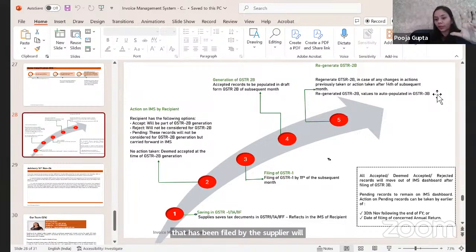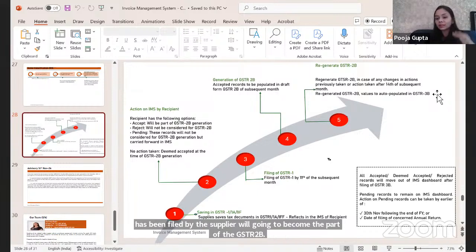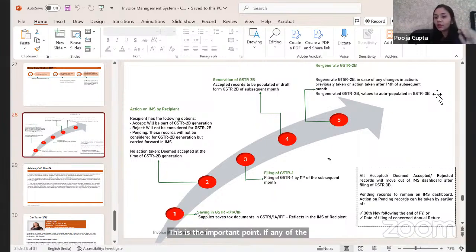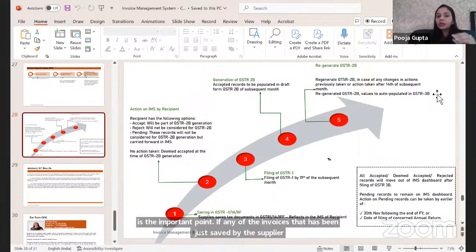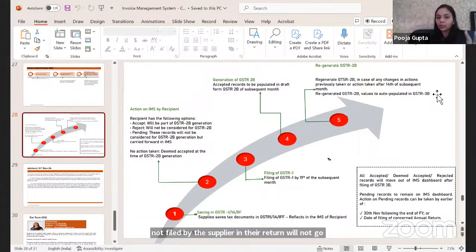This is the important point. If any of the invoices have just been saved by the supplier, not filed in their return, they will not become part of the GSTR2B of the subsequent month. Then it is very imperative that the supplier needs to file their returns to appear in the GSTR2B of the recipient.